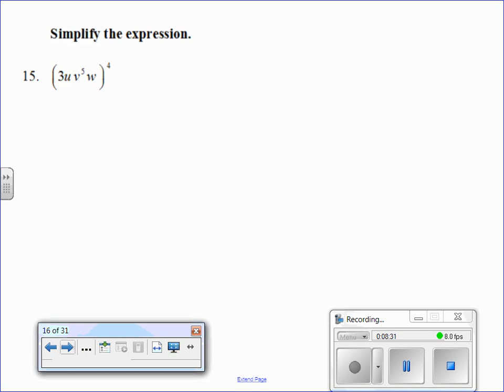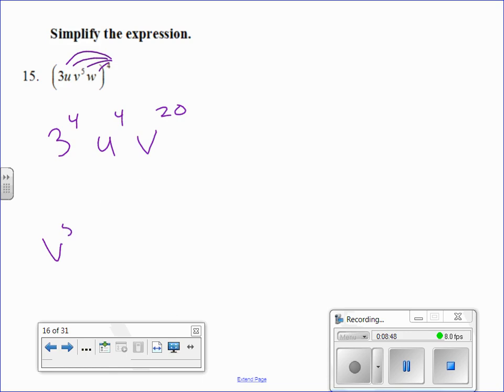So 15, it's the law of exponents. What happens when you have that 4 all the way out here and it's a little baby guy? He distributes to everybody. So it becomes 3 to the 4th. It becomes u to the 4th. It becomes v to the what? Do you remember whether we add or multiply? We multiply those. You would want to add them if it was this scenario, like this. But when it's parentheses, like we had there, it's multiplying. And then this is w to the 4th. So my final answer, I would want to calculate out 3 to the 4th. It's 81. 81, u to the 4th, v to the 20th, and w to the 4th.